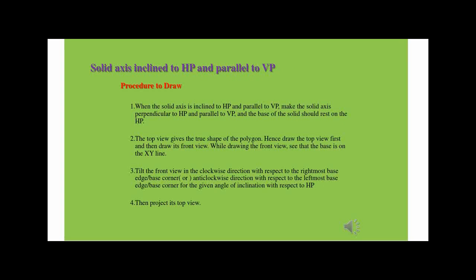When the solid axis is inclined to HP and parallel to VP, we cannot draw the projection of the solid in a single stage. We have to go for two stages to draw its projections. First, make the solid axis perpendicular to the HP and parallel to VP, and the base of the solid should rest on HP.